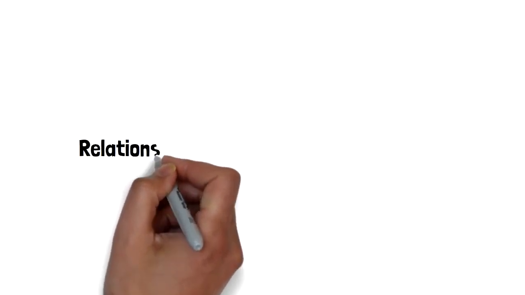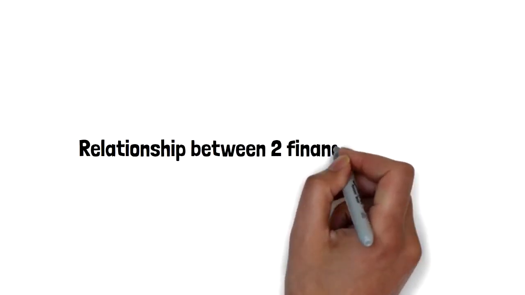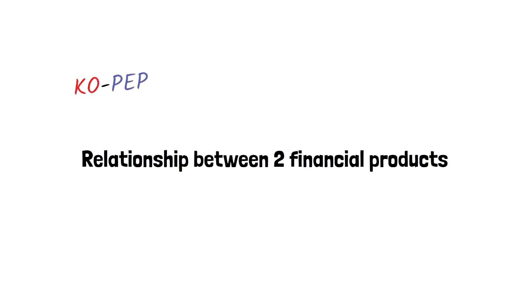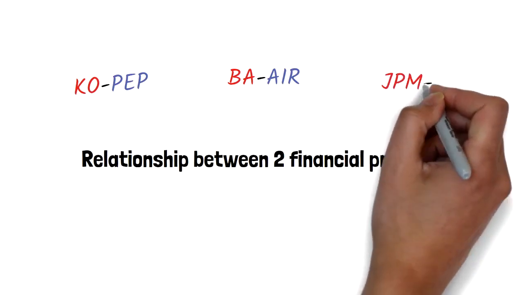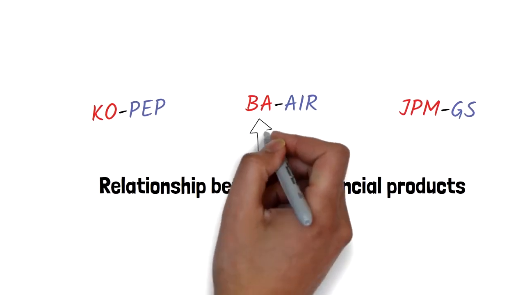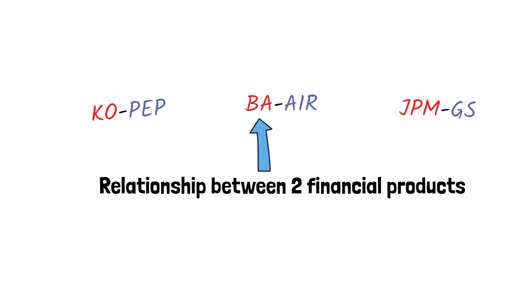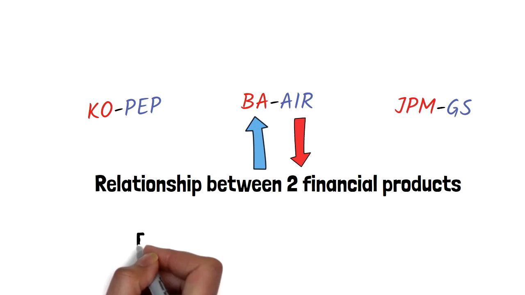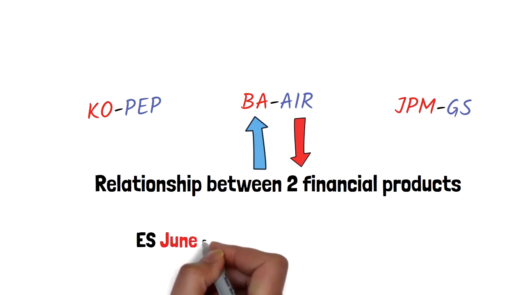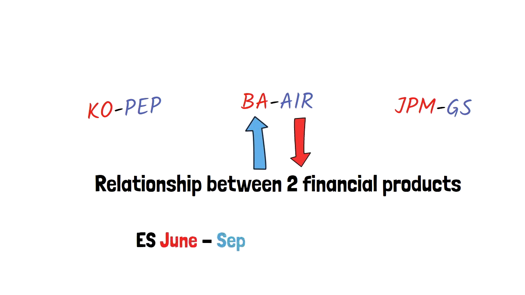So pairs trading is basically a relationship between two financial products. A simple example would be Coca-Cola and Pepsi, or Boeing and Airbus, or JP Morgan and Goldman Sachs. What we do is we go long one of these stocks and then short the other stock. This can be applied to even futures products like the S&P 500, where you can go long June and then short September. That's called spread trading when you do it in futures, but the mechanics are pretty much the same.